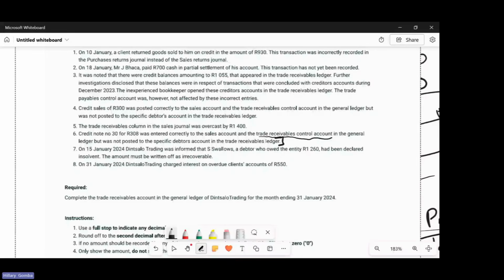Then you move to number 7. Number 7 says on 15 January 2024, Dichalo Trading was informed that S Swallows, a debtor who owed the entity 1,260, had been declared insolvent. The amount must be written off as an irrecoverable debt.